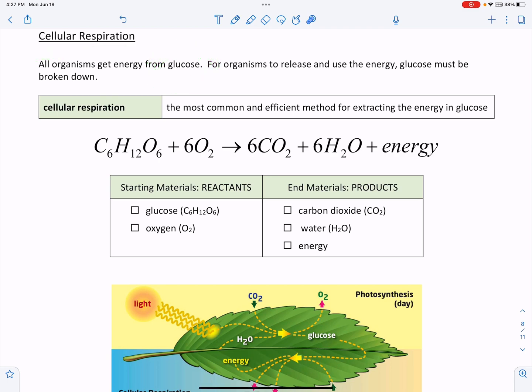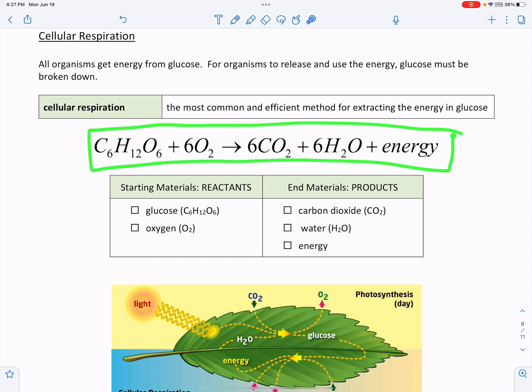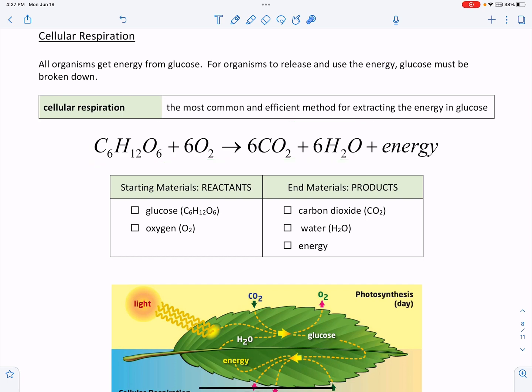All organisms get their energy from glucose. For organisms to release and use the energy, it must be broken down, and cellular respiration is the most common and efficient method for extracting energy from glucose. So here's the chemical formula for cellular respiration. Some of these molecules should be familiar to you. In fact, you have seen all of them before.